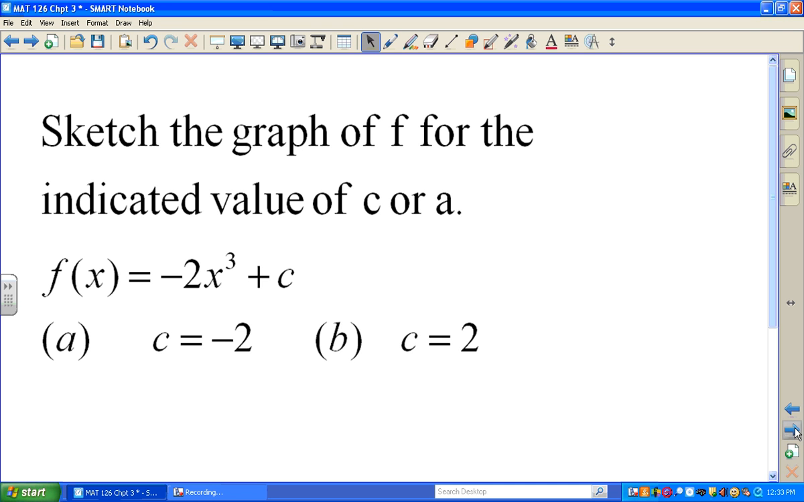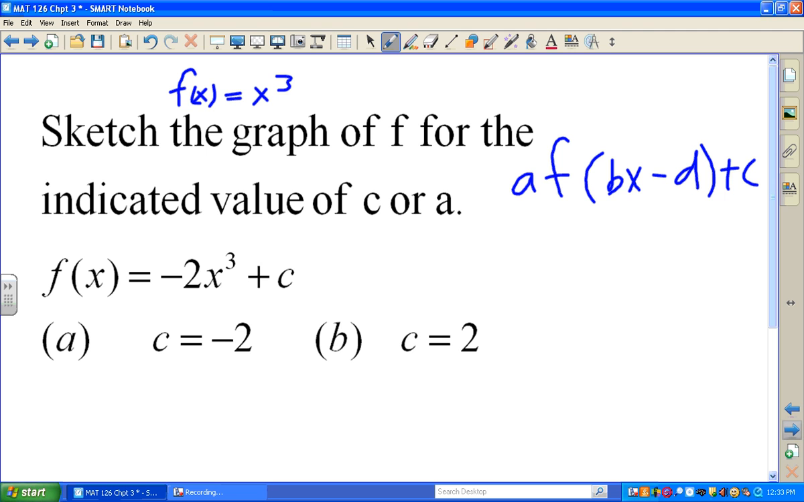Sketch a graph of the function. Do you remember how functions are affected by different changes? There are 4 ways to change a function. For instance, this one, f of x would equal x cubed. Let's go over the 4 just to help me remember them. You guys probably remember them, but I don't all the time. a, b, x minus d, plus c.